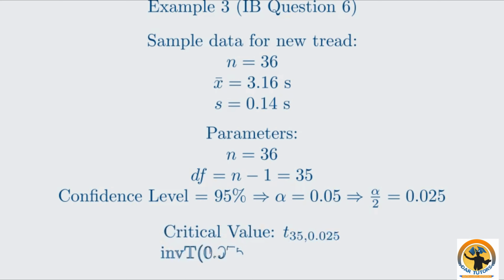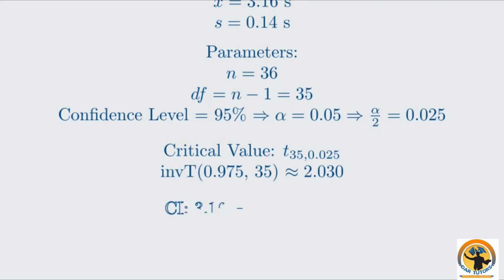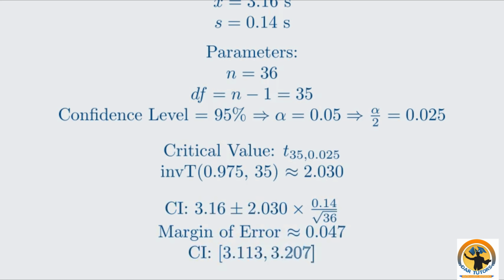We find the critical t-value t sub 35, 0.025 using our calculator, which is approximately 2.030. Now we construct the interval. 3.16 plus or minus 2.030 times 0.14 divided by the square root of 36. This gives a margin of error of approximately 0.047. The 95% confidence interval is therefore from 3.113 seconds to 3.207 seconds.